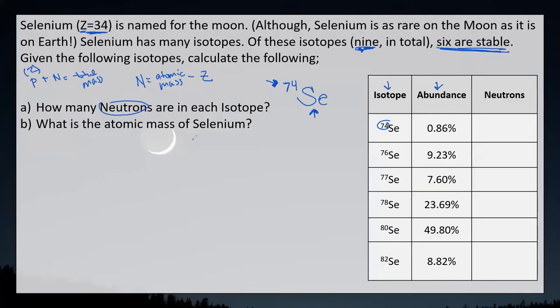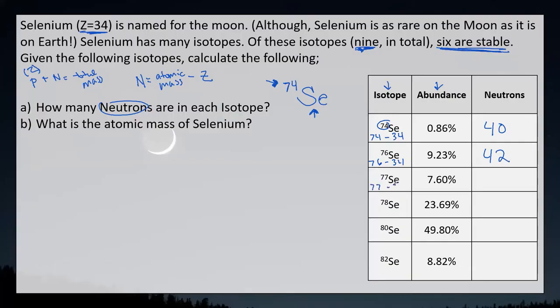So to do this, we just have to take 74 minus our Z number, 34. 74 minus 34, and so on. And we get 40 neutrons. And then when you have a bunch of them like this, you can either keep doing this math to get 42, or you could start counting up.